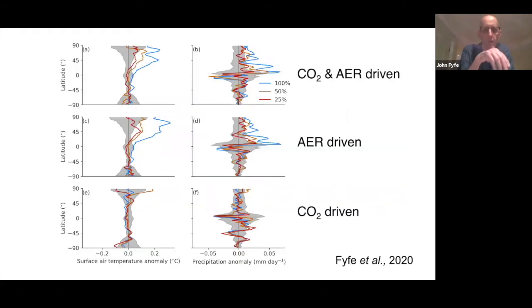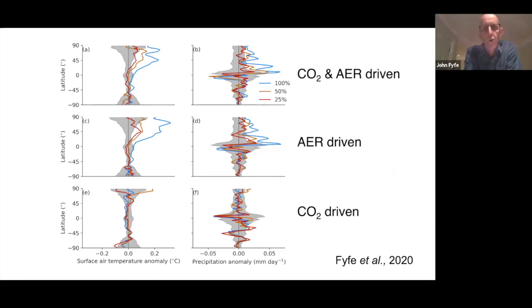And here, these are all zonal averages. On the left, we have surface air temperature. From the top to the bottom, you're looking at these different experiments: all emissions reduced, aerosol emissions reduced, and CO2 emissions reduced. And now the gray shading again is the 90% confidence interval. And we're looking at these different cases, the 25% case, which is observationally relevant, the 50% and 100% case. And let's just look at the 25% case, which is closer to observed emission reductions.